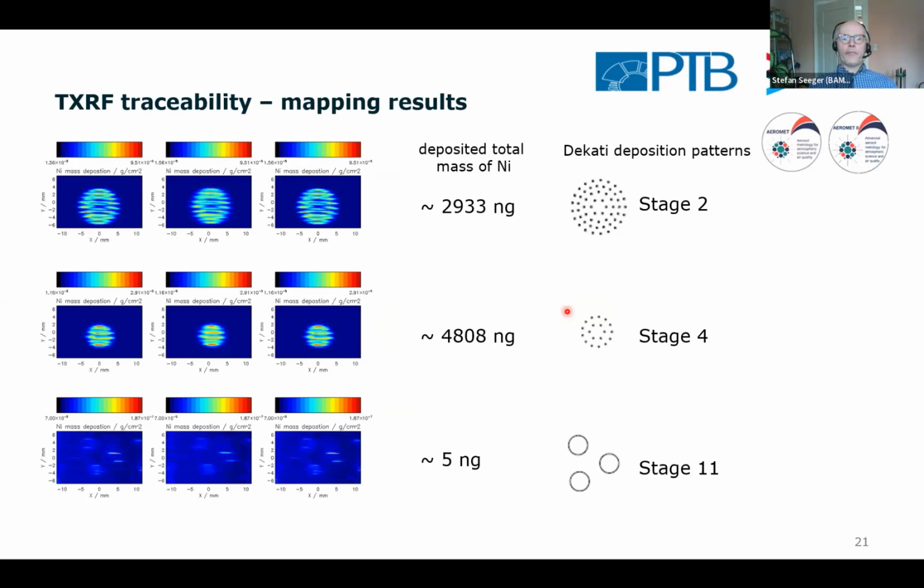Here you see the results when we use the test aerosol of nickel, which we deposited. We see that we are able to do a quantitative mapping, which also shows the structure of the deposit here. If you compare stage 2, where we have 4 concentric rings and dots on these concentric rings, this is also visible in these scans.